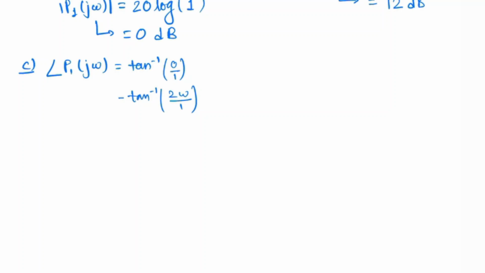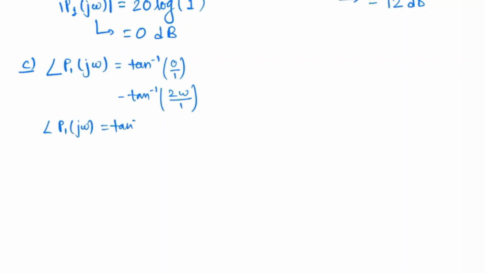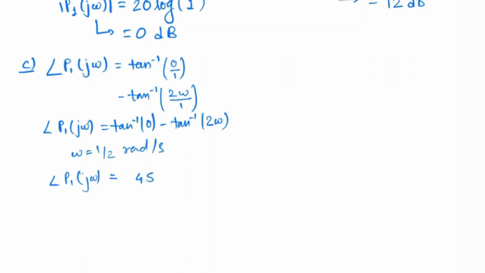So this would be tan inverse 0 minus tan inverse 2 omega. And when we put omega equals half radian per second, this would be tan inverse 1, that is 45 degrees. And since there is a minus sign here, that is minus 45 degrees.